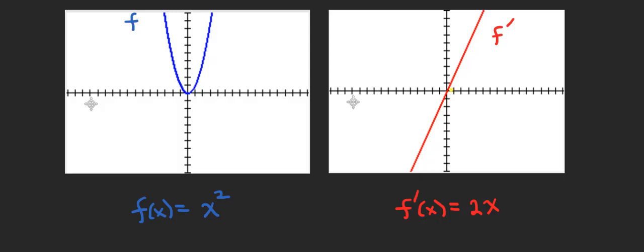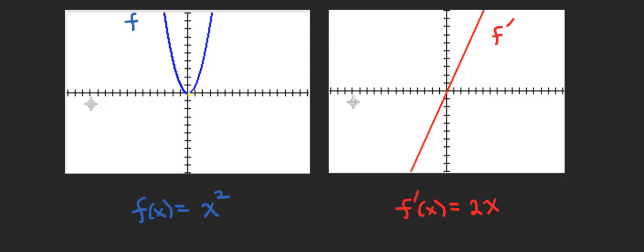You could think of f prime as the y values. So in other words, f prime is negative whenever the graph is below the x-axis. If f prime is above the x-axis, then f prime is going to be positive.